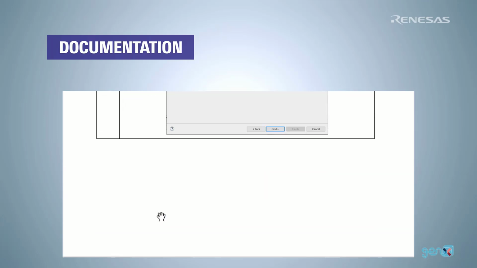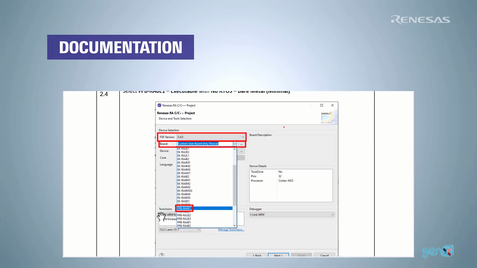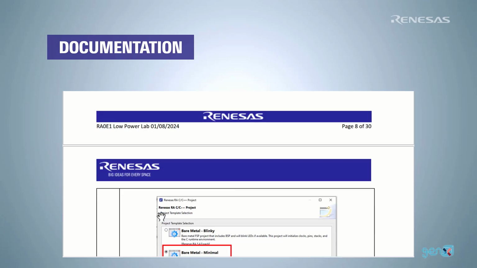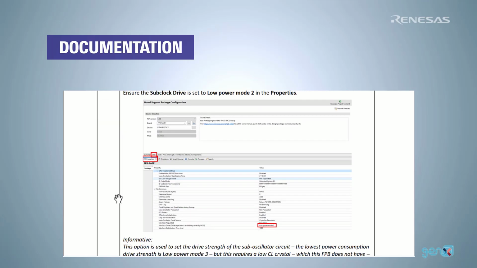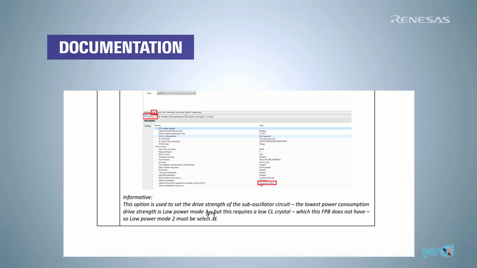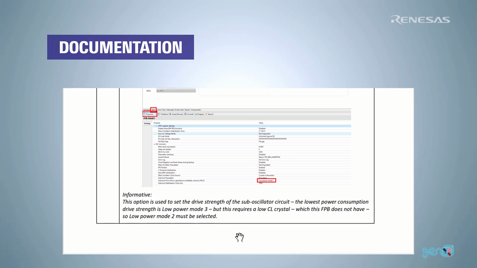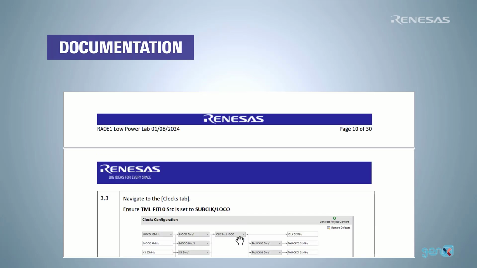Further in this document, you can find the setting related to BSP tab, clock setting and low power mode stack setting. In BSP tab, we need to select low power mode 2 option for sub clock drive. In the informative section, it is mentioned why we need to select low power mode 2 option.